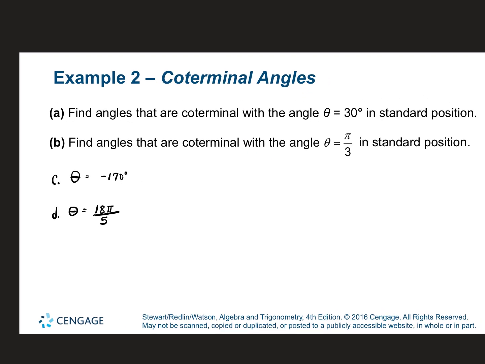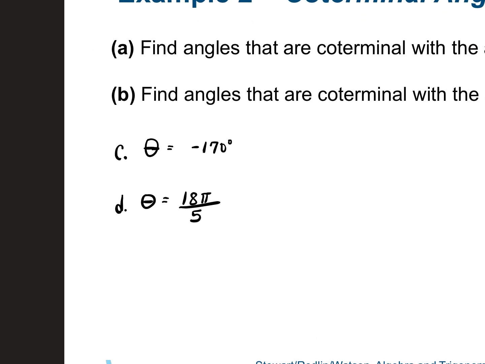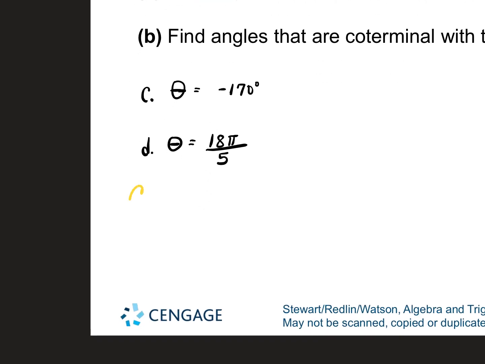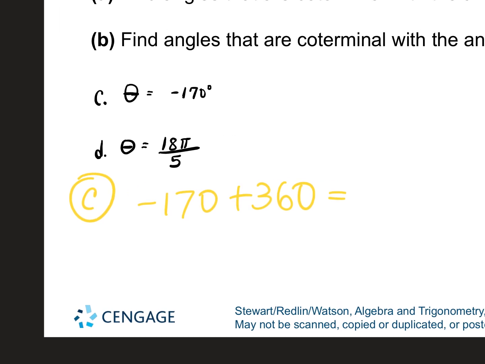So if you had something like this, find angles that are coterminal. These are really easy. Let's do these ones. I want to find 2 coterminal angles, one positive and one negative. So I'm starting off, letter C, in what kind of measurement? Degrees, okay? So in letter C, I want to find coterminal angles. That means I'm going to add and subtract what? 360. So I have negative 170 plus 360. What's negative 170 plus 360? So 190 degrees. There's a coterminal.